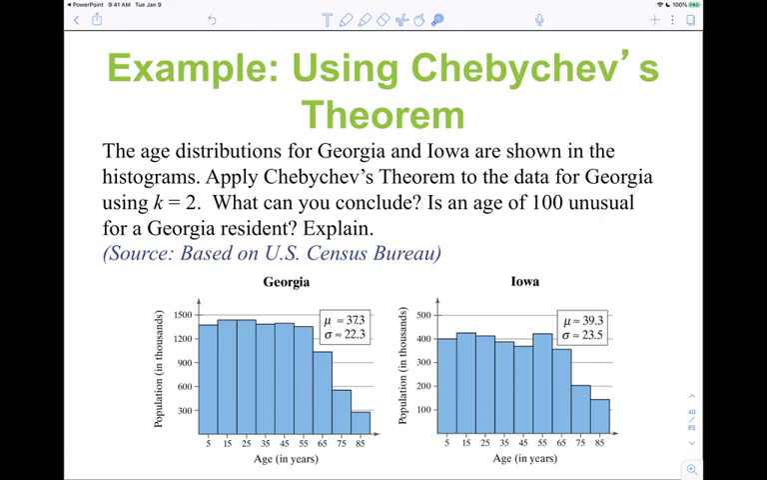what is this chart telling us? Population. About 75% of the population of Georgia is going to be between 0 and 80. I think that's what this means. Let's look at it.